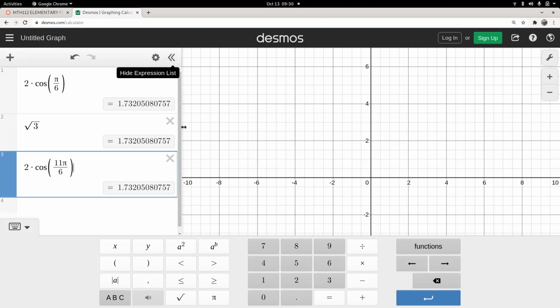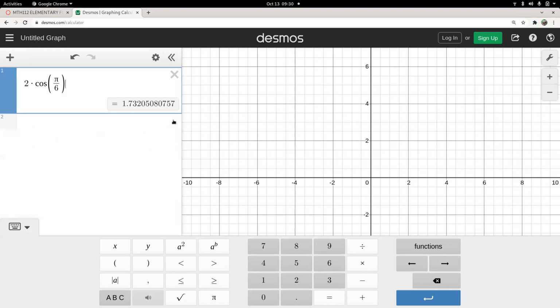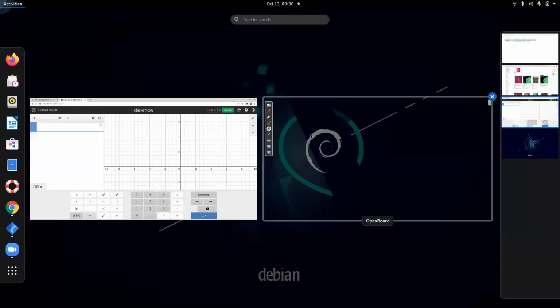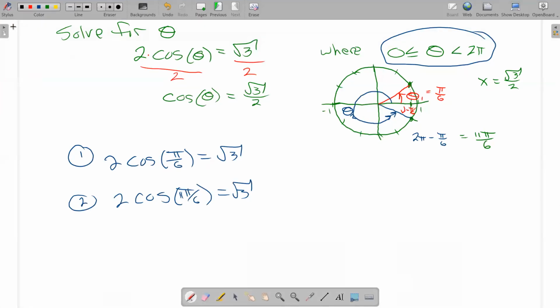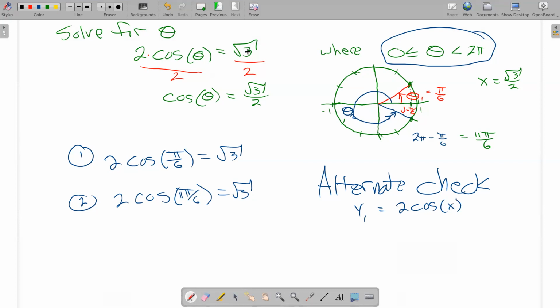How else could I check it? Well, I could think about it as functions. What do I mean by that? What I could do here, alternatively, to check is I could graph the left side of the equation, we'll call that y1, equals 2 cosine of x. And then I could graph the right side of the equation, we'll call that y2, square root of 3, and just look at the graphs and see where they intersect. Now, I'm not going to get exact answers there, I'm just going to get approximates.